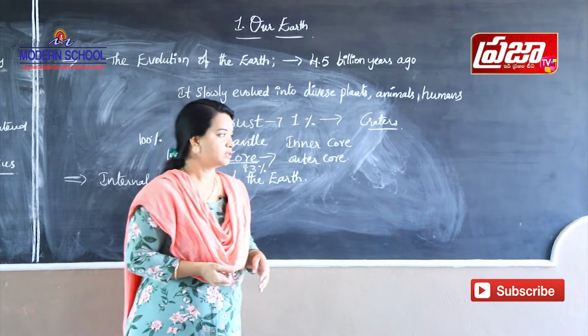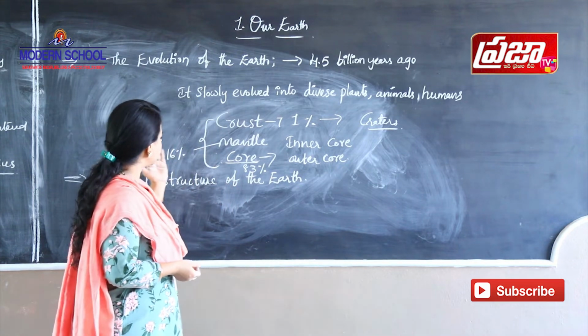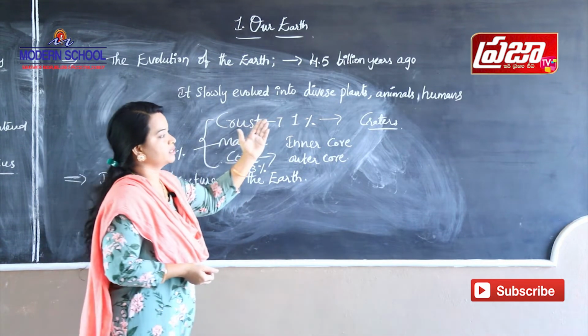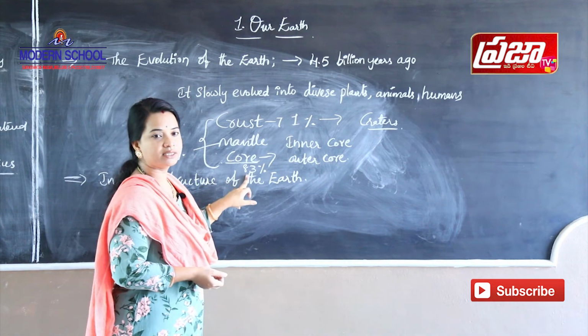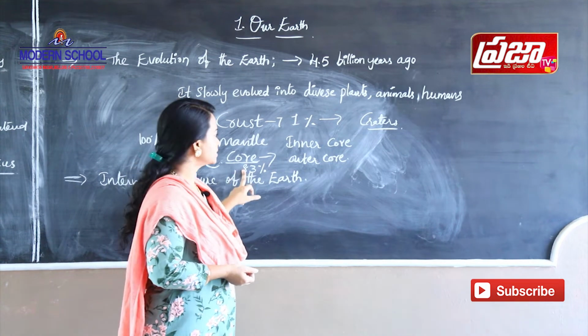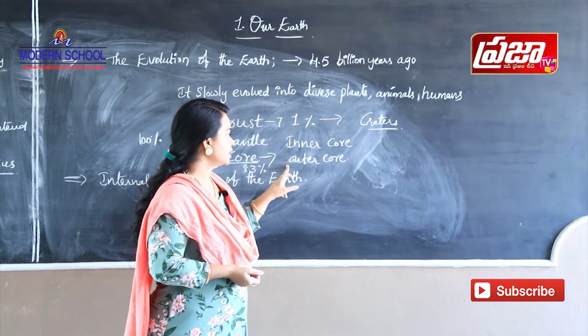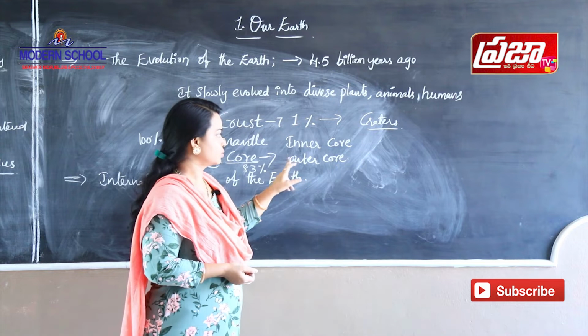crust. So if you consider the 3 layers as 100%, the crust occupies just 1% and the mantle 16%, core 83%, and this core again is divided into 2 layers, inner core and outer core.